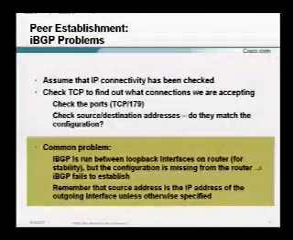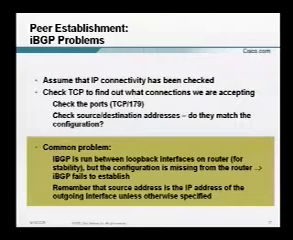So we assume that IP connectivity has been checked, that you can reach the neighbor. Check TCP to find out what connections you're accepting. On most routers I know of, you can actually show what TCP connections have been terminated on the box. Do they make sense? Do they match what you expect? Do the source and destination addresses match?